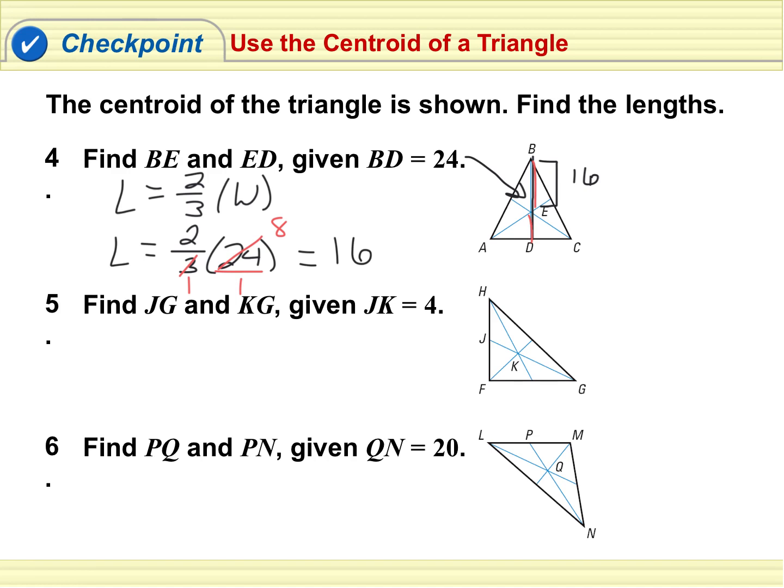We know the whole and we know the part. We want to find this other part. You're exactly right. We want to subtract 24 minus 16. What does that give you? 8.